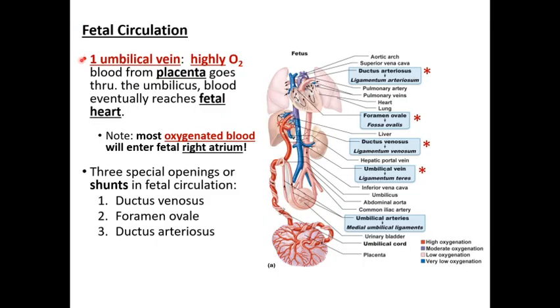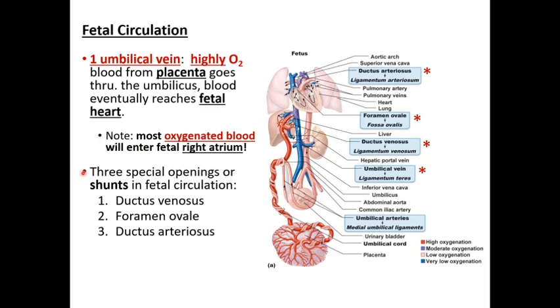So the one umbilical vein carrying a high concentration of oxygen will leave the placenta, head toward the baby's heart. Once it reaches the baby's heart, it will actually enter the right atrium. You do need to know that most oxygenated blood will enter the fetal right atrium. Quite atypical when it comes to blood flow within an actual human that is born separate from their mother. In us, oxygenated blood enters the left atrium. In a fetal heart, the most oxygenated blood will enter the right atrium first.